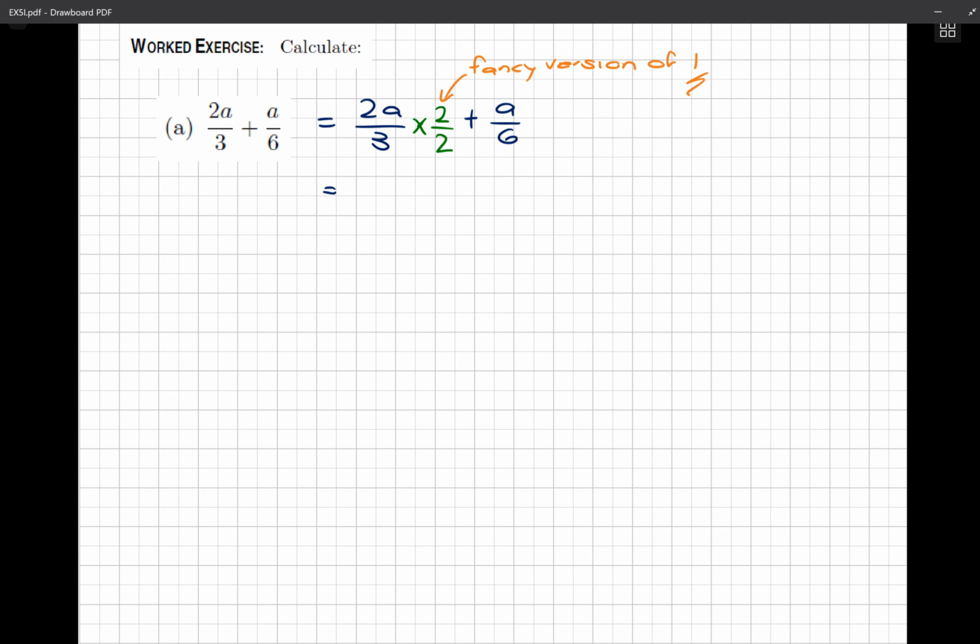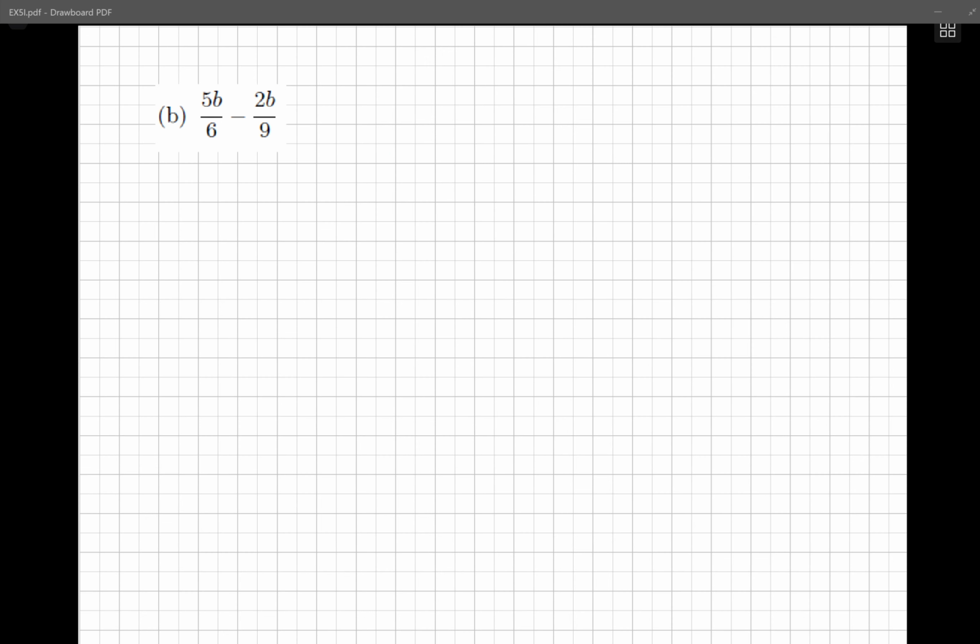So we've got 2a times 2 is 4a over 3 times 2 is 6, plus a on 6. So we're talking about sixths, and the denominator is going to be 6. We've got 4a sixths plus a sixth. So 4a plus a is 5a over 6, 5a sixths. And that's the first example done.